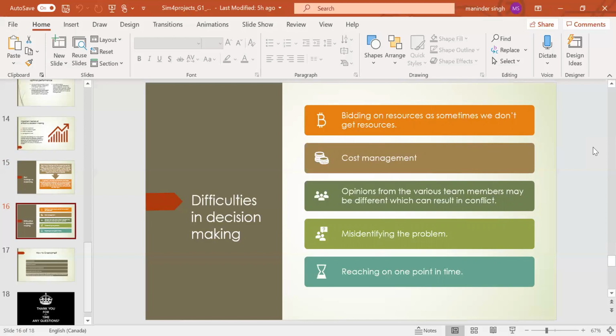The third is that we had different members in our team with different opinions, and it was quite difficult for a team leader to analyze each opinion and come to a resulting point. Also, it was not easy to identify a problem while working on that project. And as I said, it was very difficult to reach one point in a particular time period. Next slide.